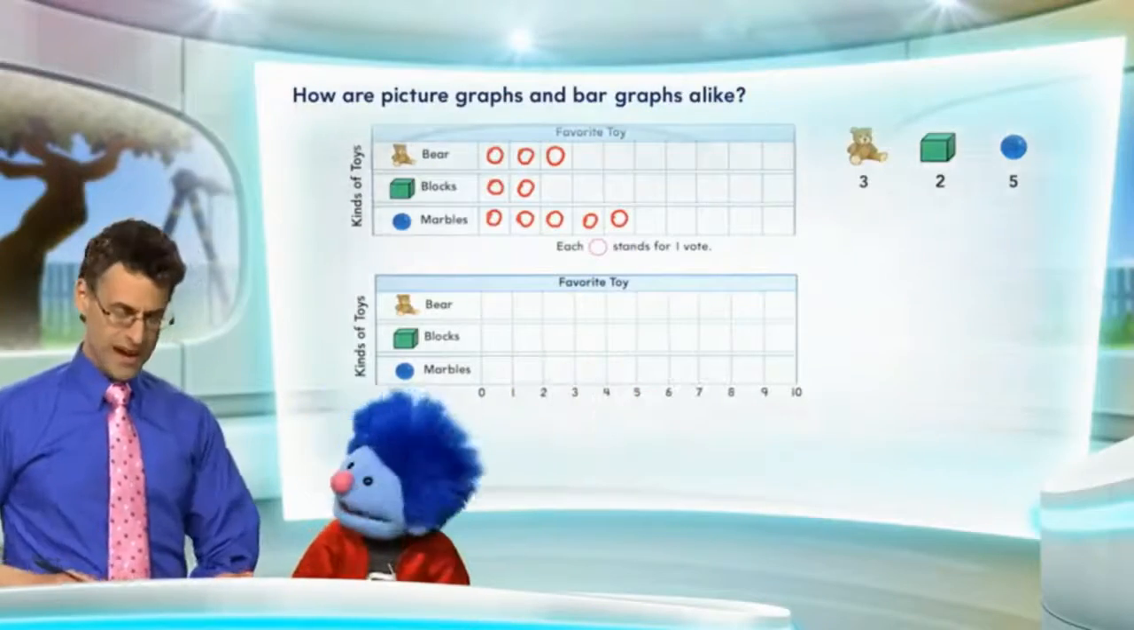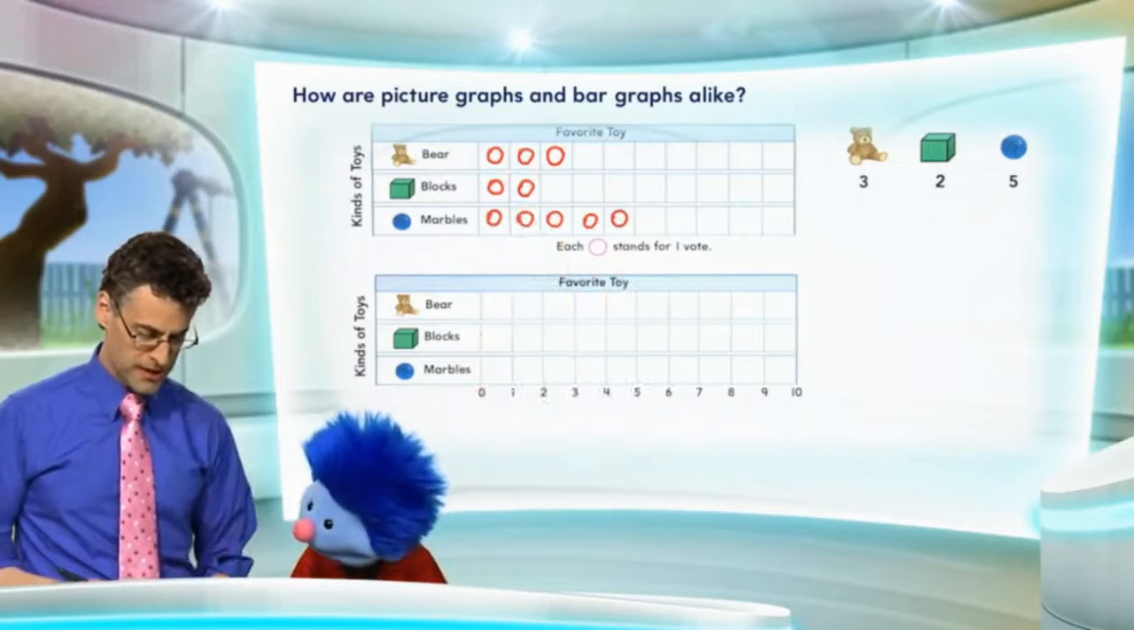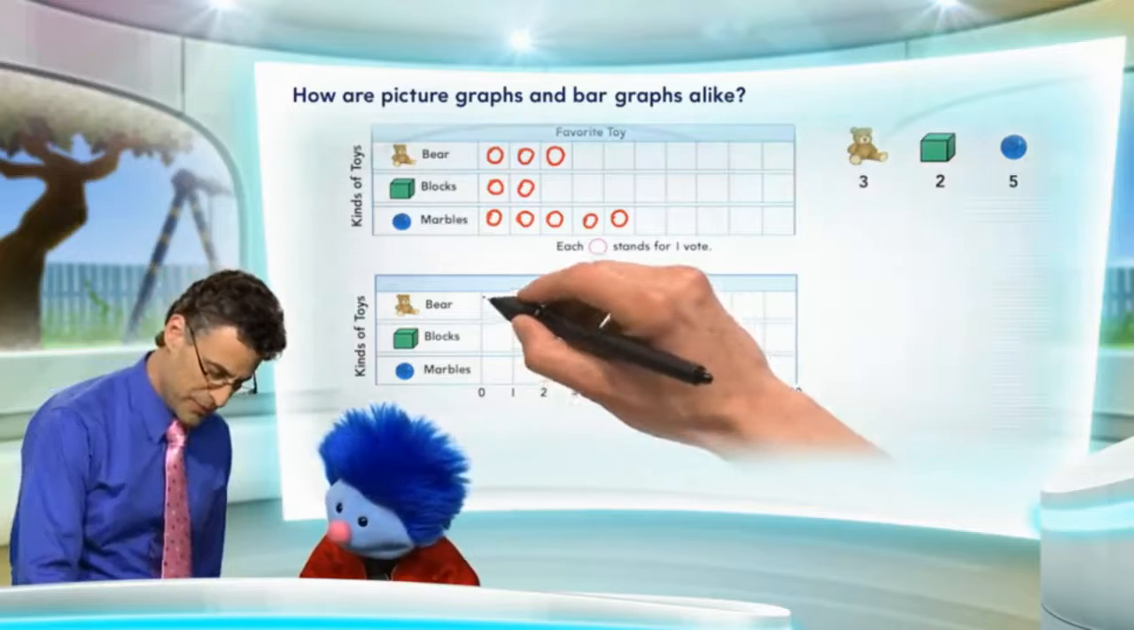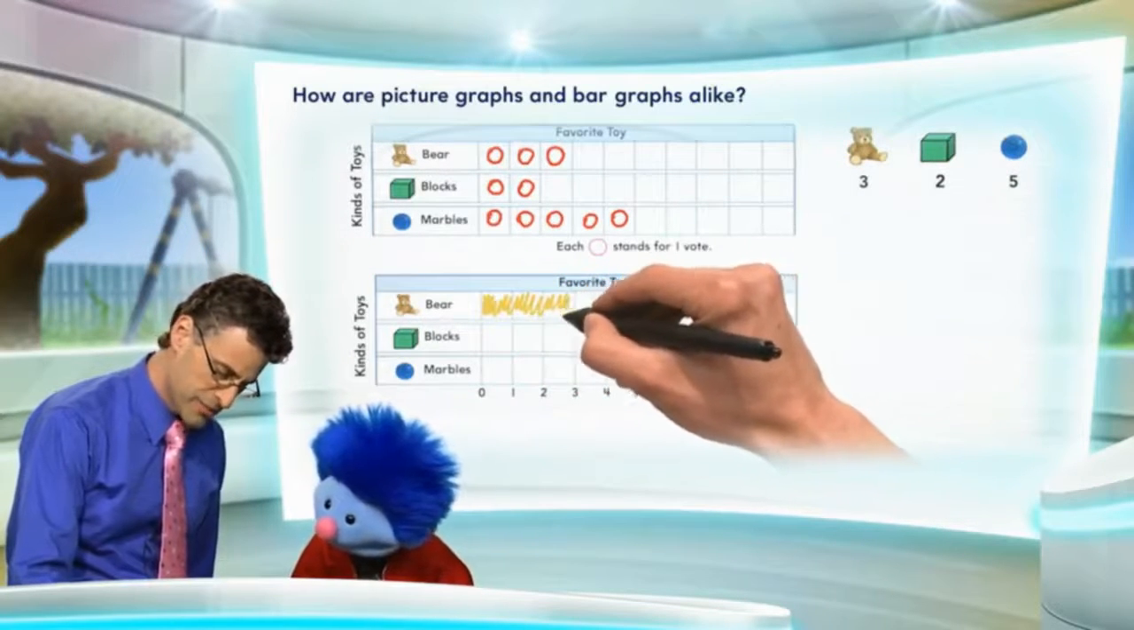Now, a bar graph, in fact, is very much like a picture graph, but instead of using circles or other kinds of shapes, we're just going to use a bar. So in this case, the bear we see had 3 votes, so I'm just going to color in 3 and make a bar that's 3 units long.